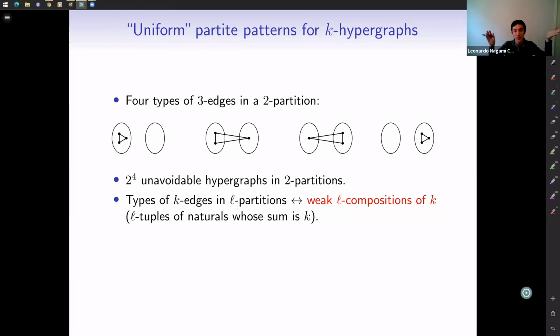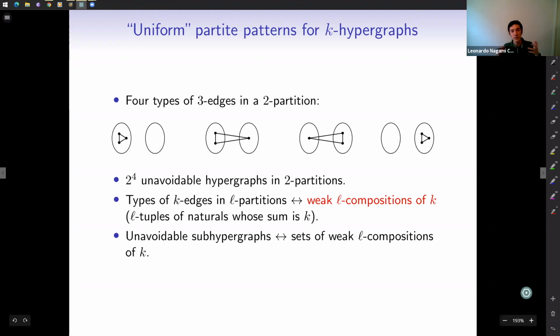So essentially what you need to say is, for a K edge, how many points does it have on each of the parts? This completely determines the type of edge. And as before, unavoidable subhypergraphs will correspond to sets of those, so sets of types of edges. Okay, is everyone clear on this graph and hypergraph partite setting so far?